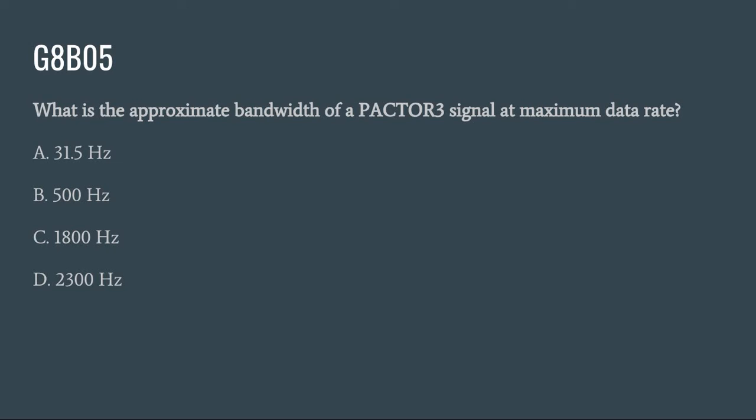G8B05, what is the approximate bandwidth of a PACTOR 3 signal at maximum data rate? A. 31.5 Hz. B. 500 Hz. C. 1800 Hz. Or D. 2300 Hz. Correct answer, D.